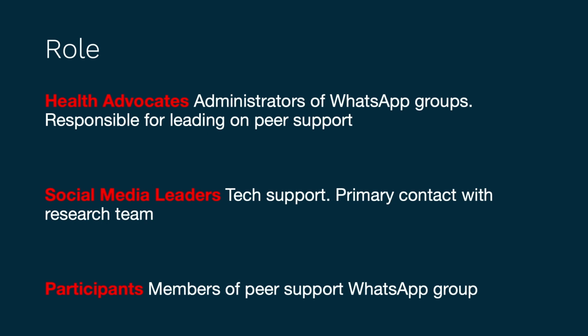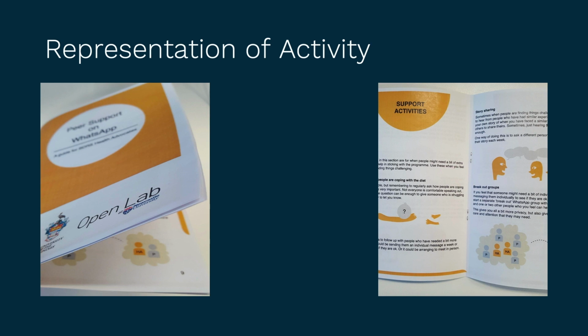BDRS2 already incorporated a specific health advocate role, so it made sense to sustain this role by situating HAs as administrators of the WhatsApp groups. We also created an additional social media leader role. This involved acting as tech support to both HAs and participants, but also as the primary contact with the research team. For successful peer support, participants and HAs needed to share their experiences, advice and resources with each other. To help this, we created a 12-page peer support on WhatsApp handbook, which was distributed physically and digitally to the HAs. The handbook acted as a recipe book, including different types of sharing activities grouped around different challenges that participants may undergo during the study.